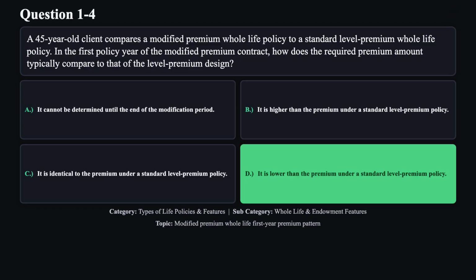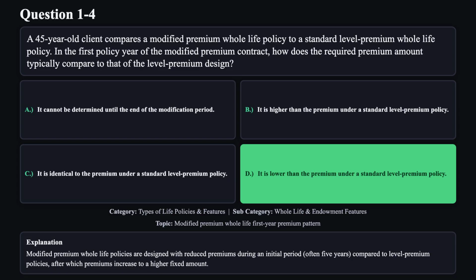The correct answer is D. Modified premium whole life policies are designed with reduced premiums during an initial period, often 5 years, compared to level premium policies, after which premiums increase to a higher fixed amount.